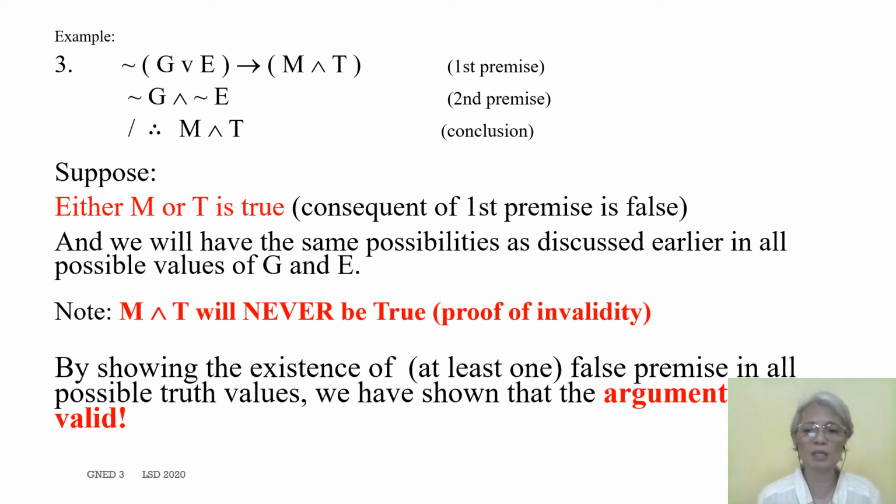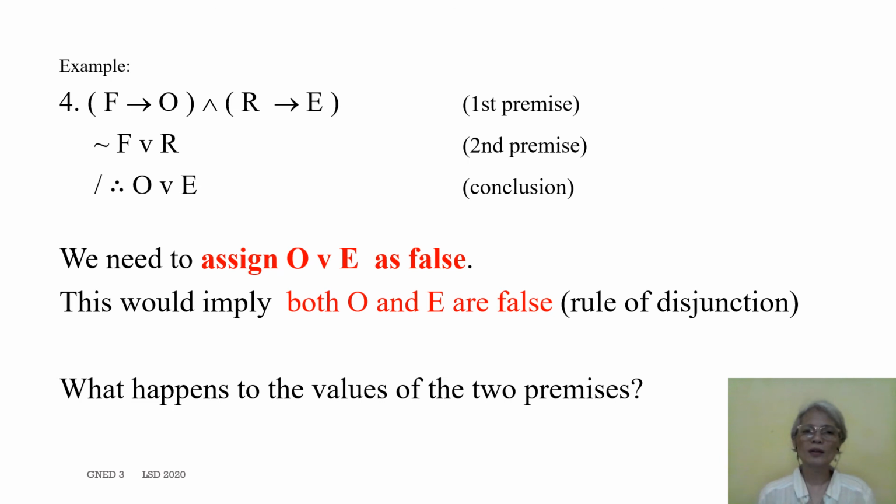Another example, we have F implies O and R implies E as the first premise, not F or R, and therefore O or E as the conclusion. Again, the first step is to assign a false truth value to our conclusion O or E. If O or E is false, what does it mean? If a disjunction is false, it means both disjuncts are false. Right? That is our rule. This means O and E are both false.